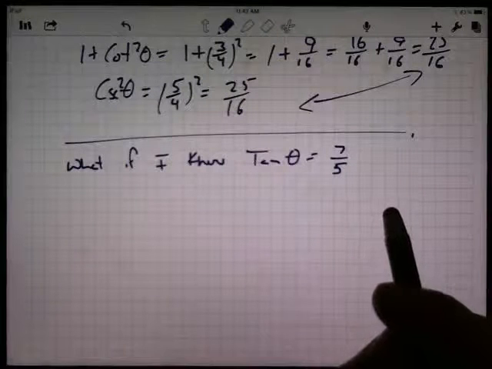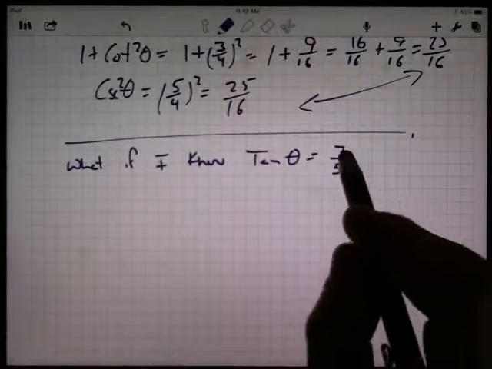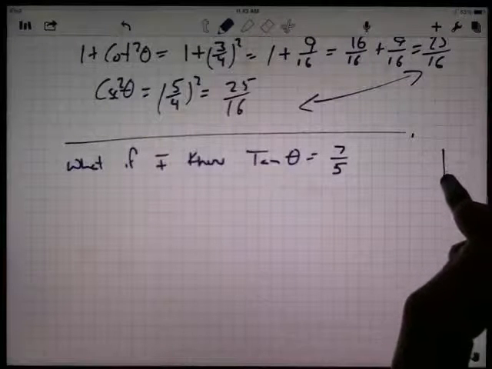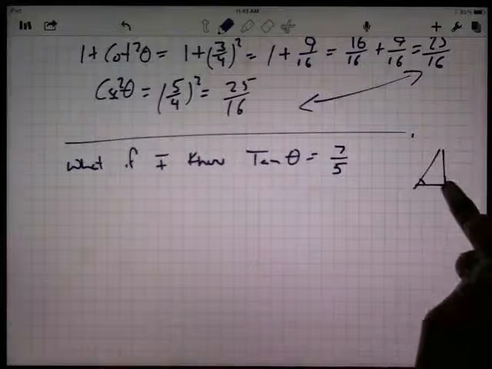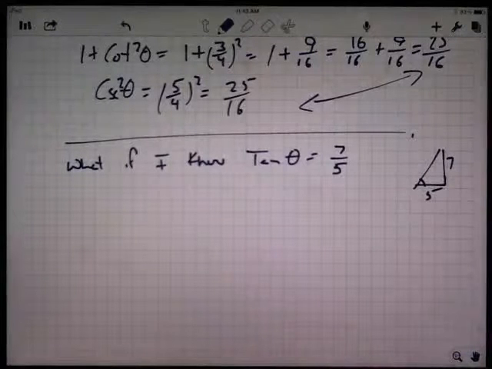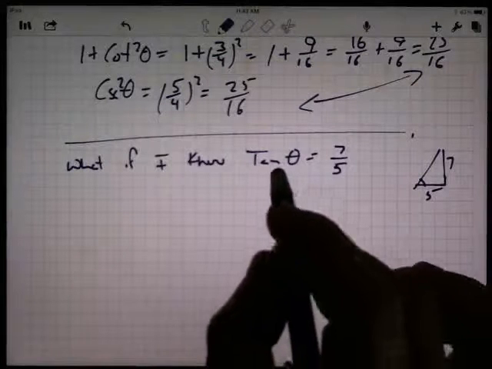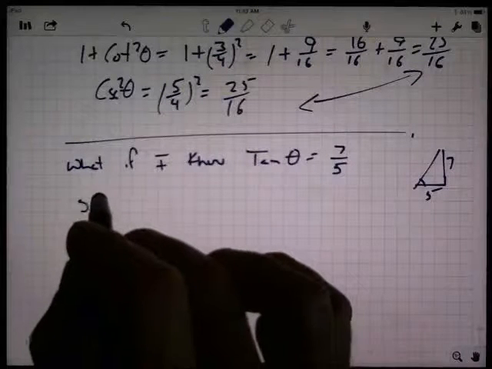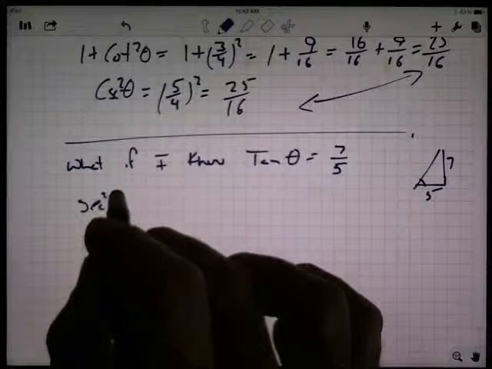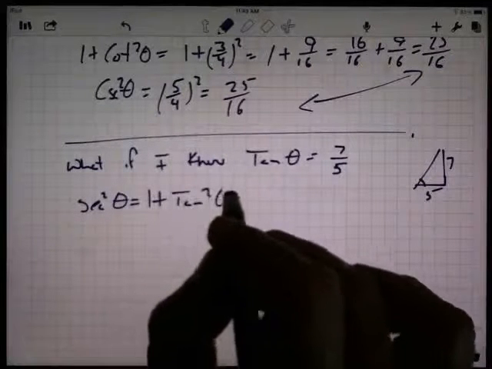Anyway, in another one of the videos, I draw the two sides. I've got the opposite side and the adjacent side to this angle right here. I've got 7 over 5. I can use Pythagoras to get the third side, and then I'd know all the trig functions. But I want to look in terms of these Pythagorean identities. I know that the secant squared theta is 1 plus the tangent squared theta.